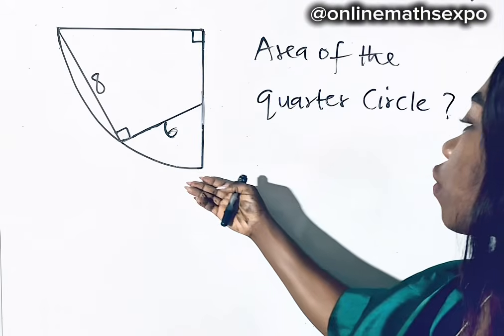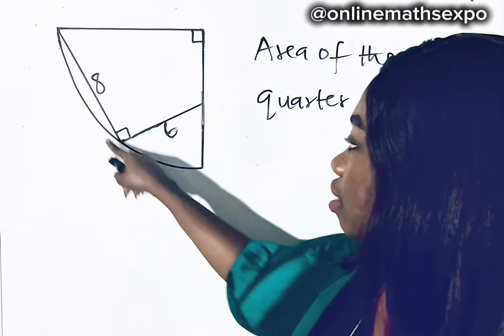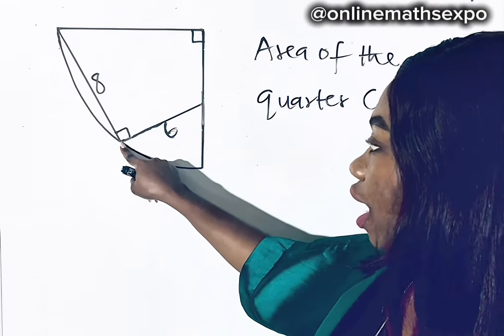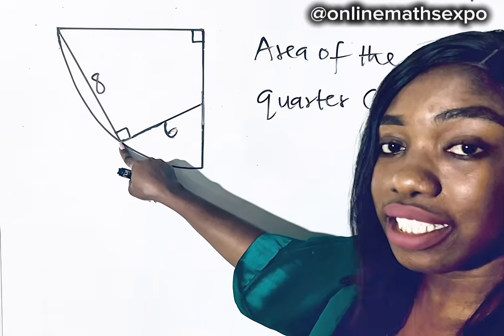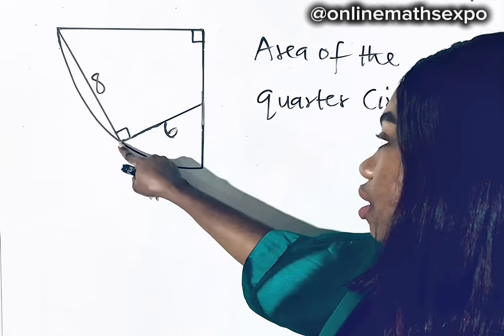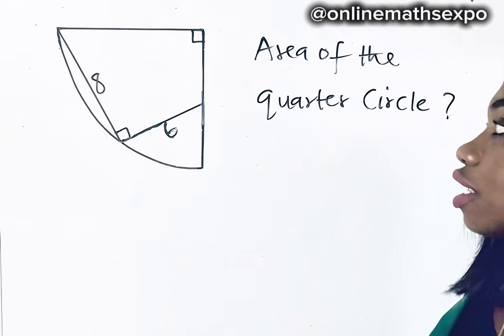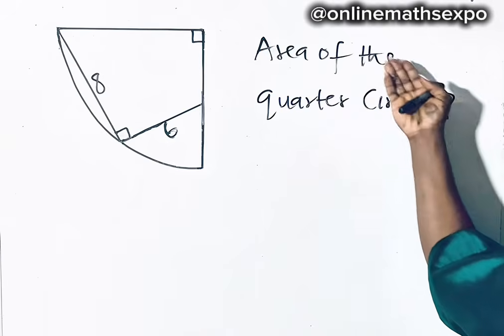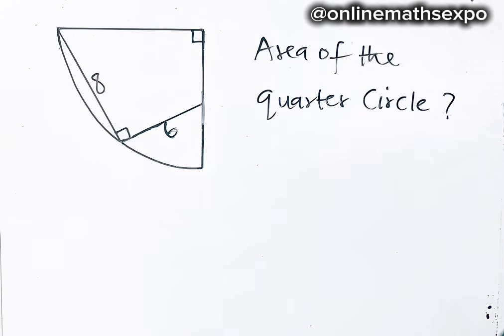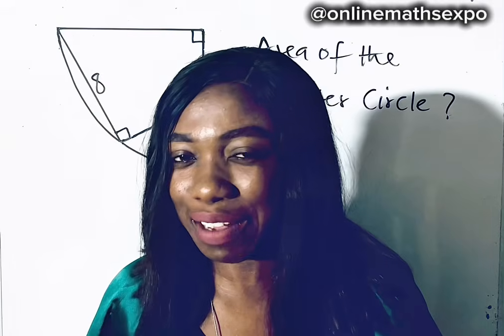We are given a quarter circle and inscribed are two line segments such that they touch each other at this part, the arc of this quarter circle. This length measures 6 units and this measures 8 units. The question is asking us to find the area of this quarter circle. Is this something you can do? Don't worry yourself, I will take you through it step by step.